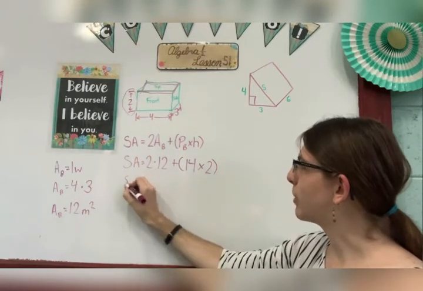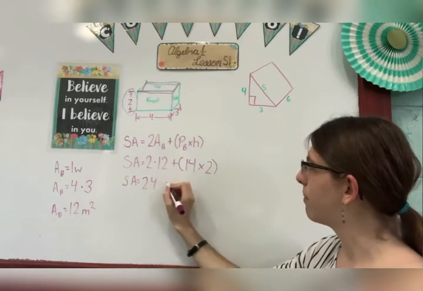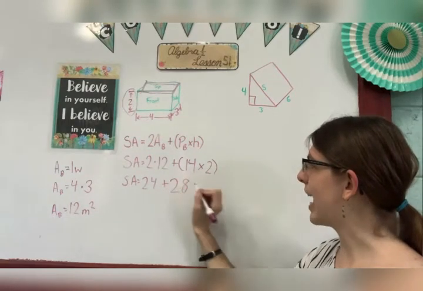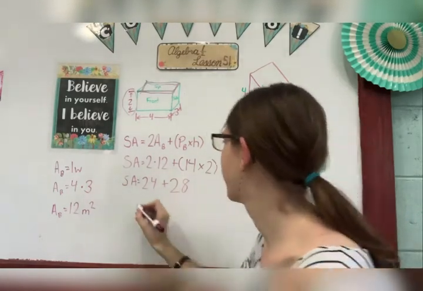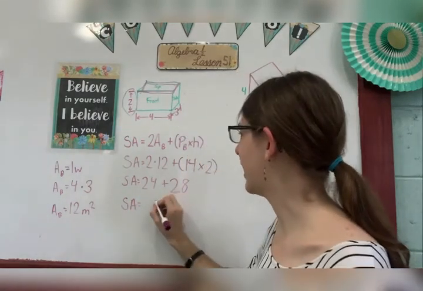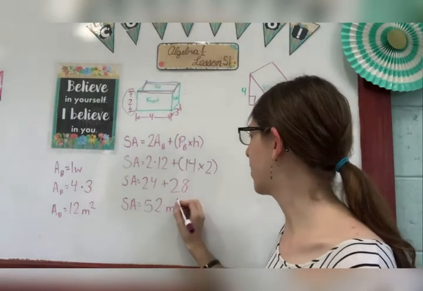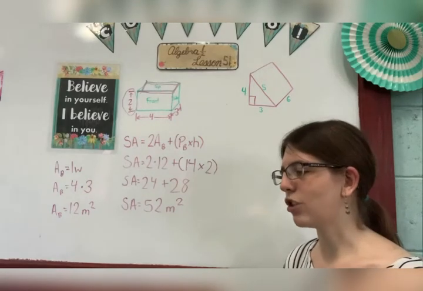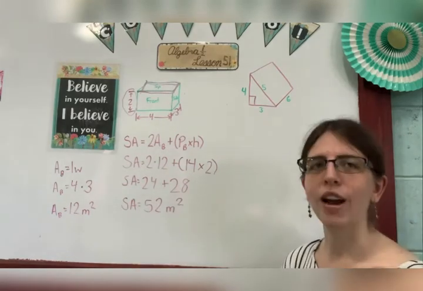So now I do my multiplication according to order of operations. 2 times 12 is 24, plus 14 times 2 is 28. Now I add them together. Sorry, my numbers kind of went skewy there. 24 plus 28, 4 plus 8 is 12, carry the 1, 52. My units are meters, and when it's area, they're squared. So 52 meters squared is my total surface area. And I can do that all right there.